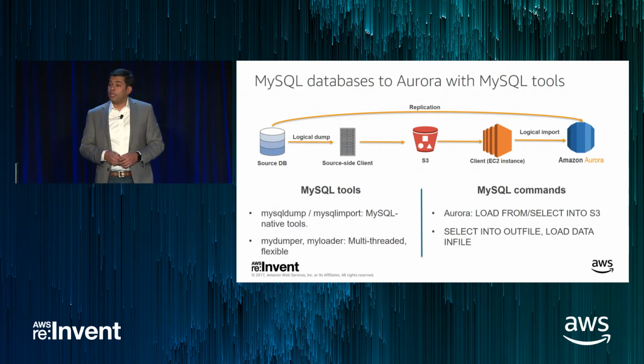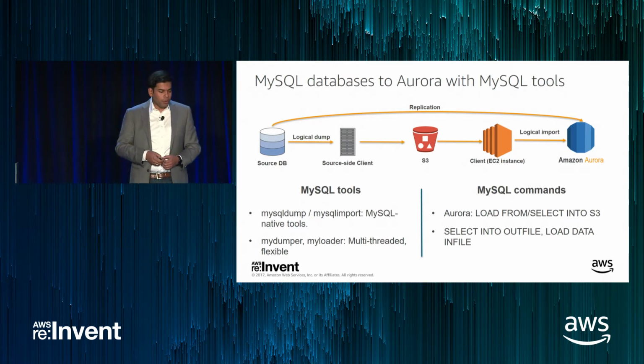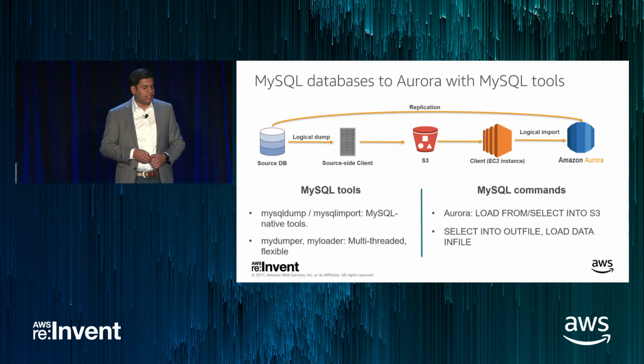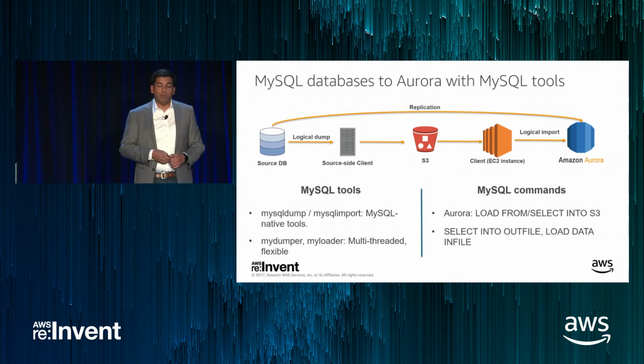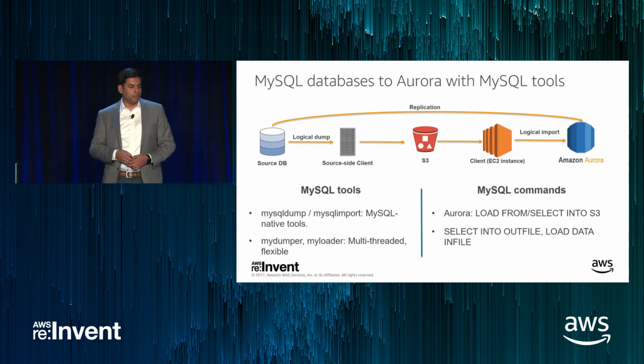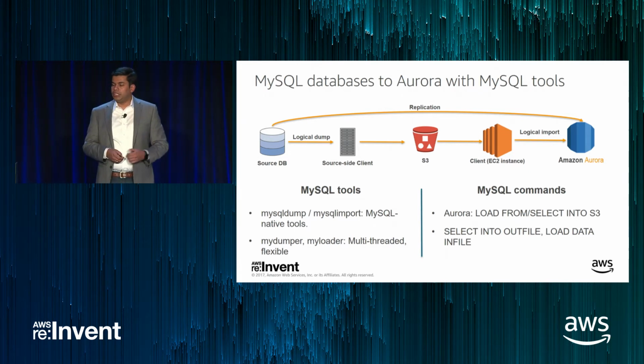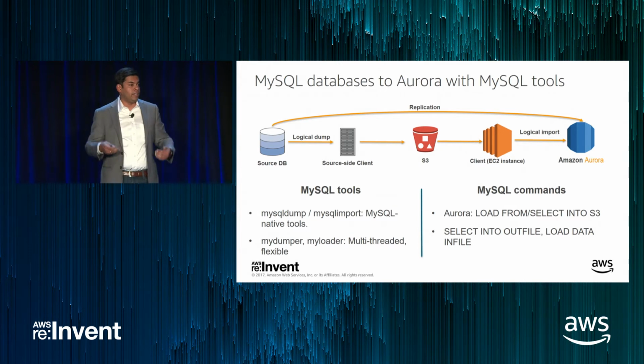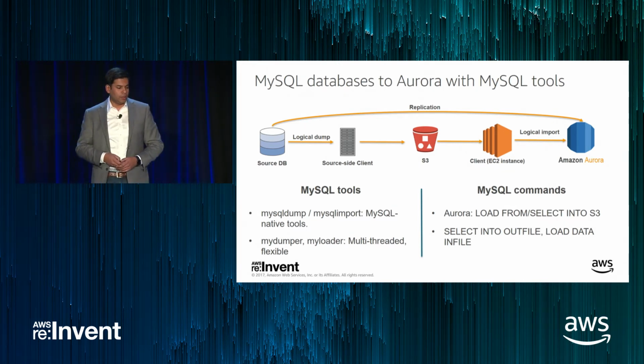So for that, you have alternatives. If you really want to utilize the compute capacity on your client instances, in that case, you can use third-party tools such as MyDumper and MyLoader. These are open source and freely available. These tools allow you to create multiple threads for taking dumps of your database and then restoring those dumps back onto an Aurora cluster.